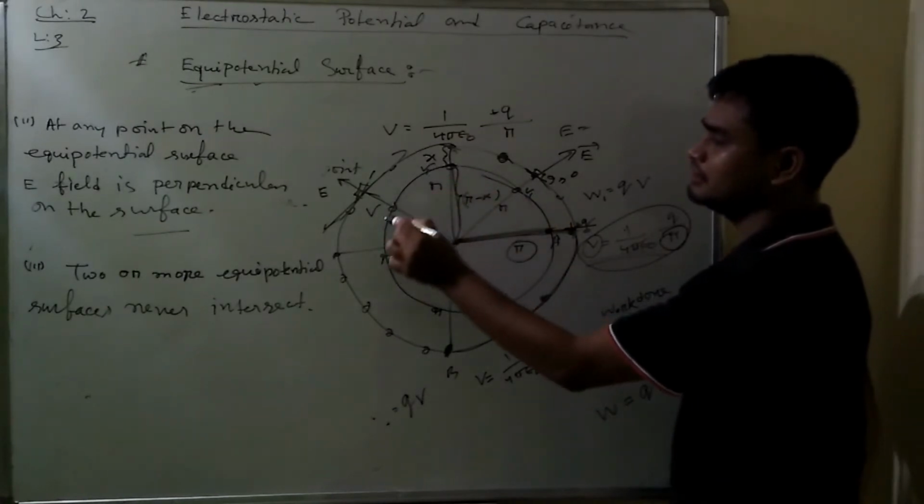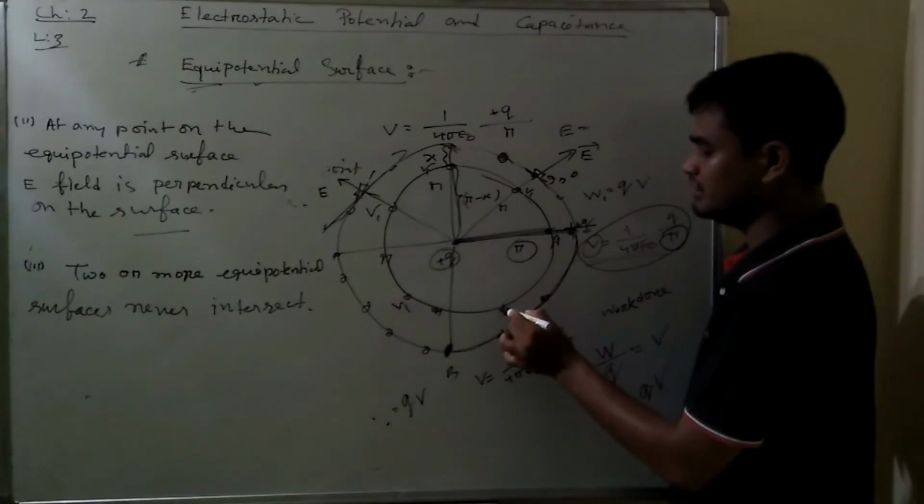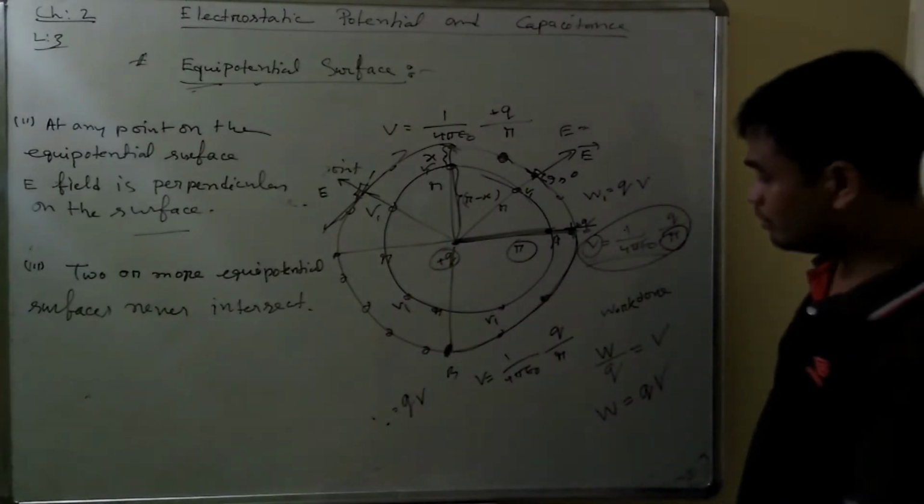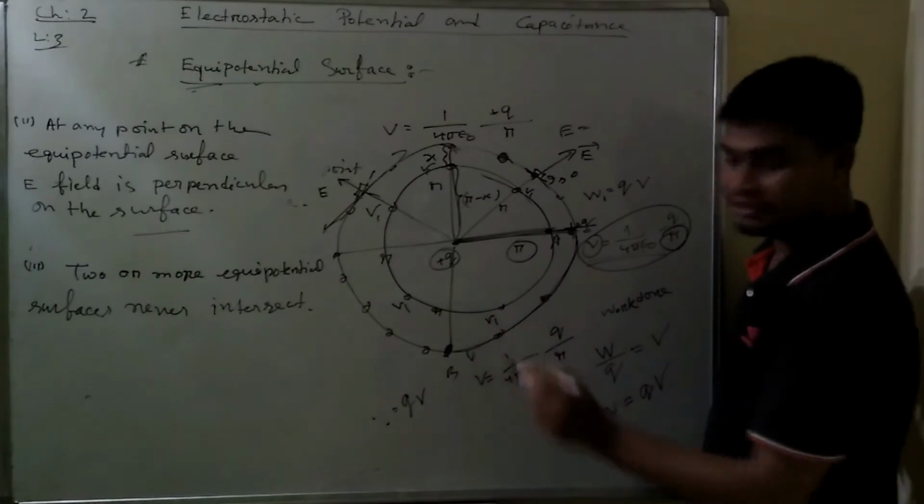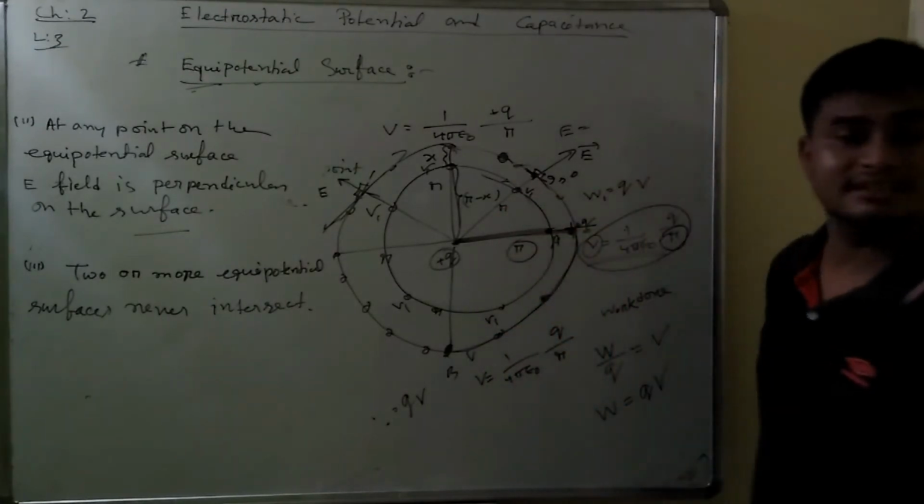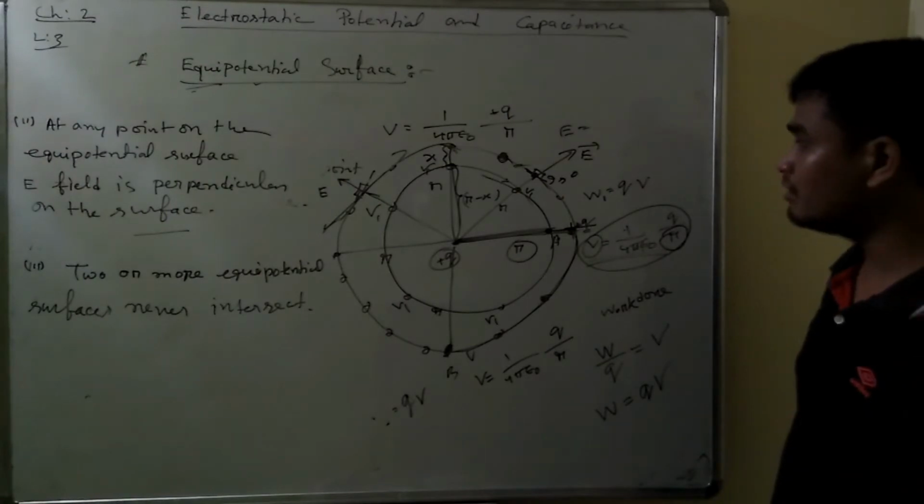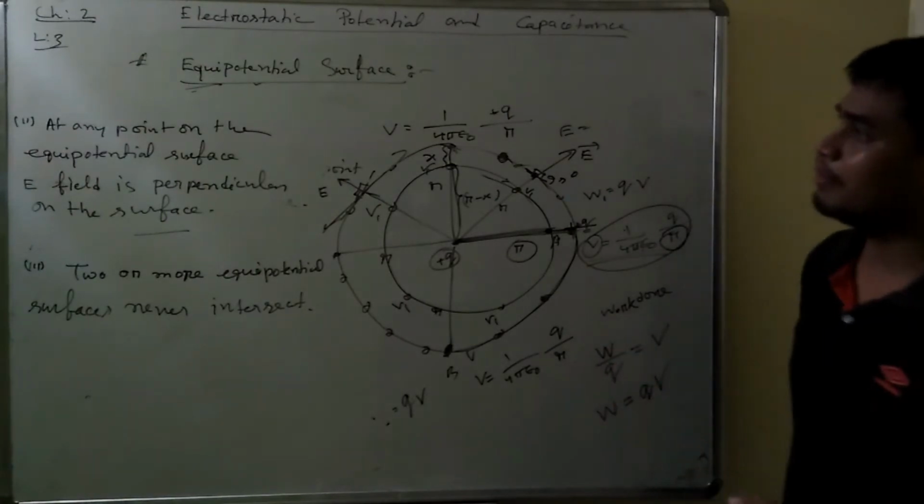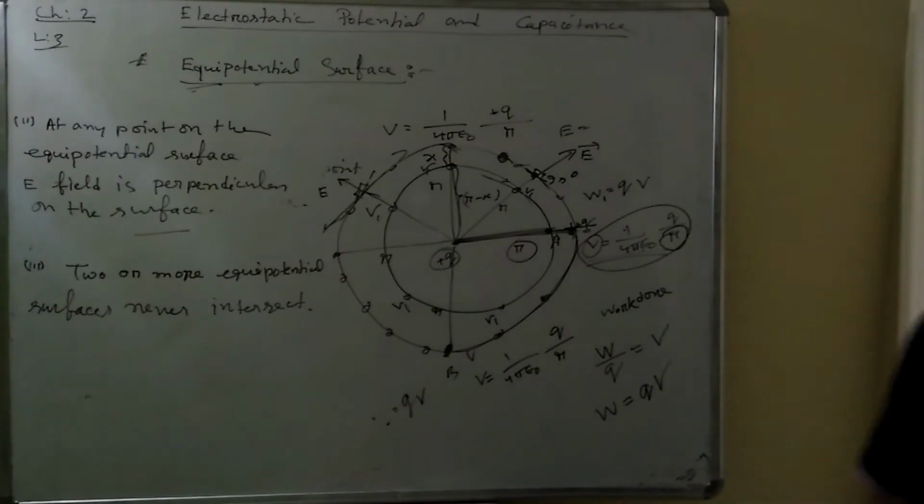Let us consider this is V1. Every point has potential V1, which is always less than this potential V. Therefore, this surface cannot intersect this surface. Clear? Fine. These are the properties of equipotential surfaces.